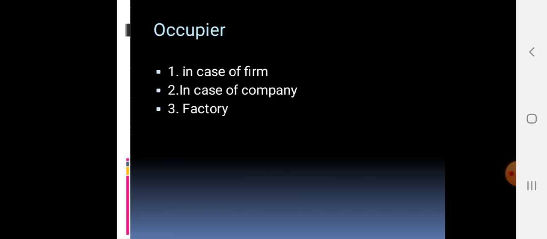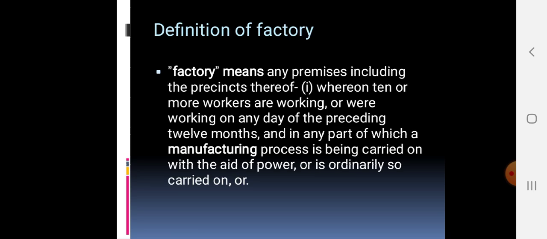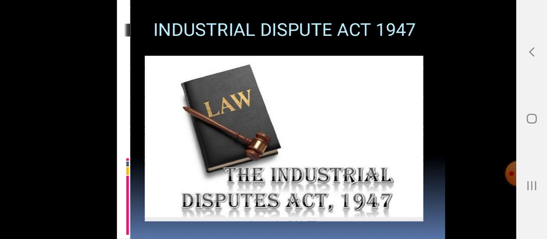We have also discussed the meaning of occupier and who the occupier is. We have discussed the definition of factory. We have discussed this much. So in today's class, we'll be starting the second act, that is the Industrial Disputes Act 1947.